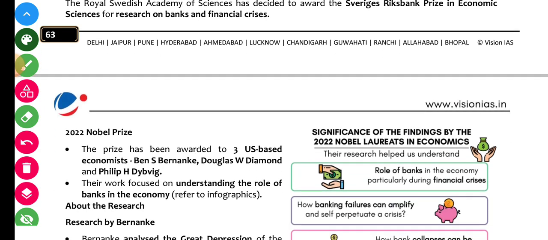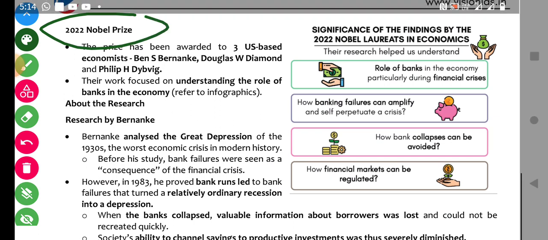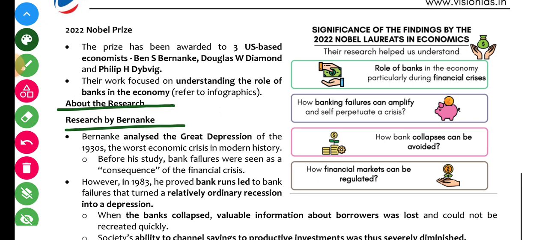This occupied the Nobel Prize in Economics. So the 2022 Nobel Prize in Economics went to three US-based economists, Ben S. Bernanke, Douglas Diamond and Philip H. Dybvig, getting the Nobel Prize in Economics.